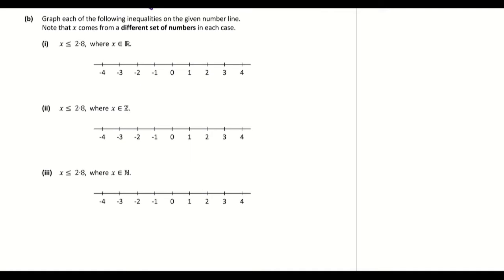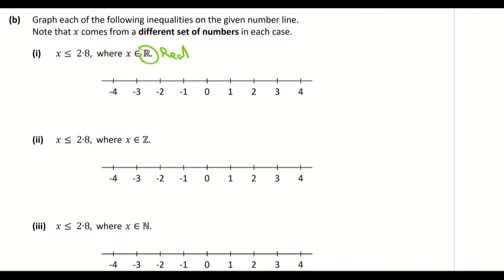Looking now at part B, inequalities. Graph each of the following inequalities on the number line. Note that x comes from a different set of numbers in each case. Okay, so x is less than or equal to 2.8, where x is an element of the real numbers. Real numbers, don't forget, are every single type of number that you can think of except for complex numbers, the imaginary numbers. So we're going to 2.8 and it's less than or equal to 2.8.